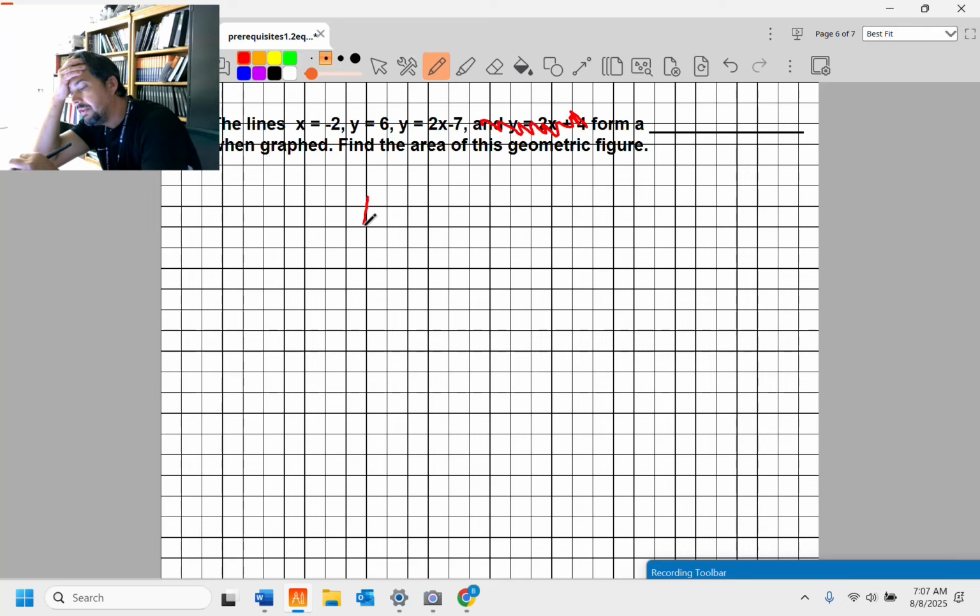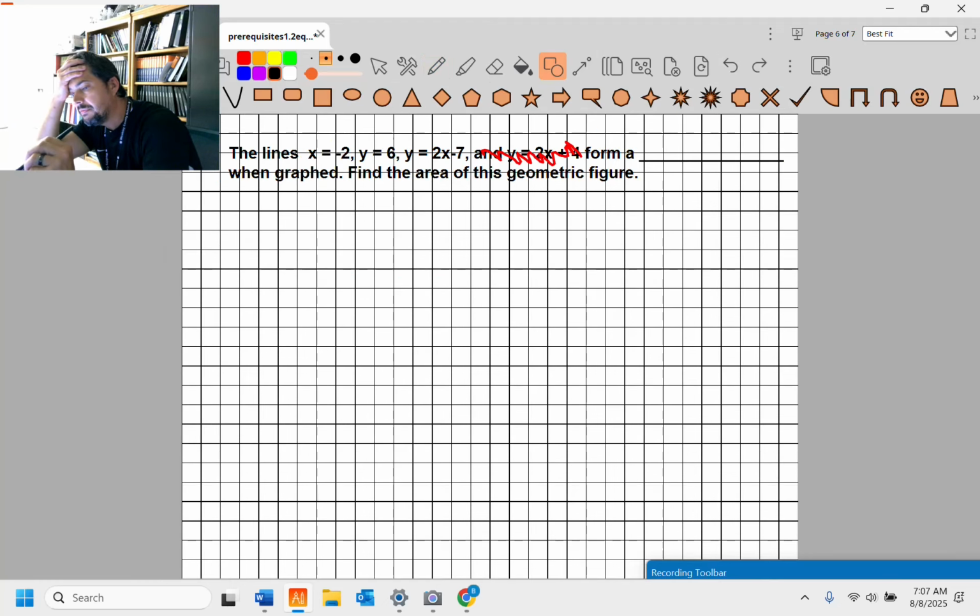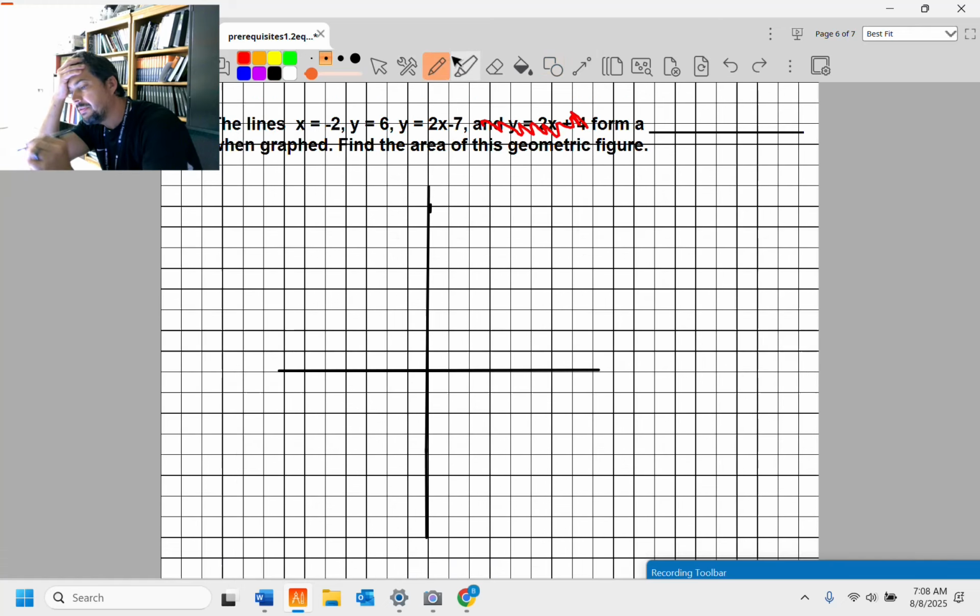All right, we're going to need a grid. I thought I had modified this problem. See, I have to go down to 7, so I need to go farther. X equals -2, that's a vertical line. You guys know that. It crosses the x-axis at -2. Y equals 6 is a horizontal line.